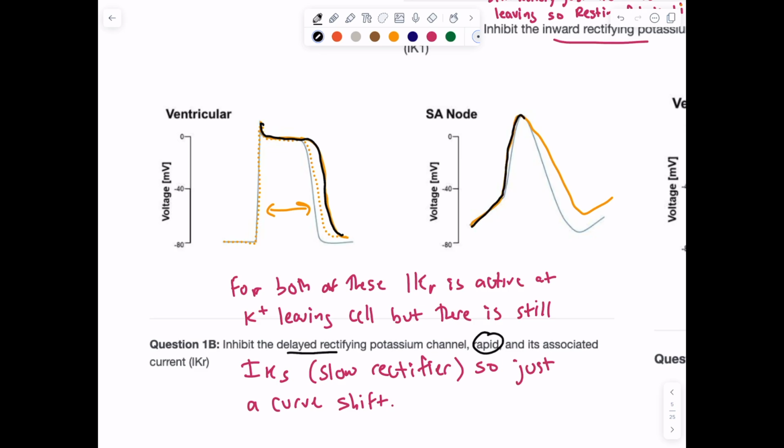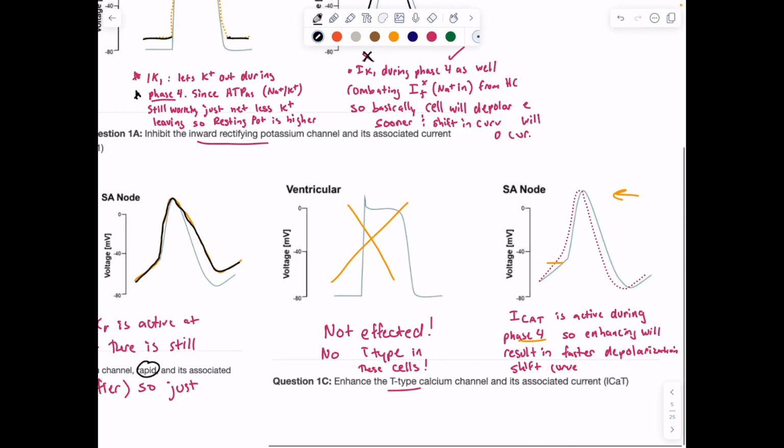And then the same thing here, the curve's going to look the same. It's just going to take a longer time to repolarize. Why? Because we have the slow potassium rectifying channel. It's going to do the job, it just takes a while. It takes a longer time to open than the rapid one.